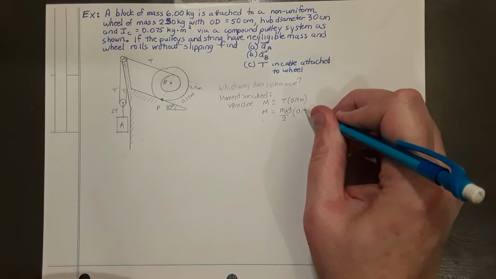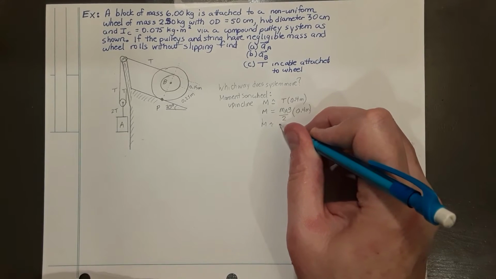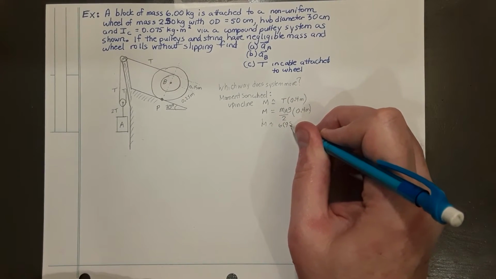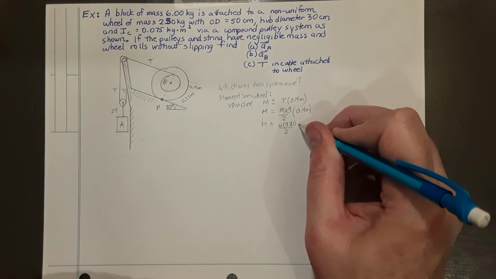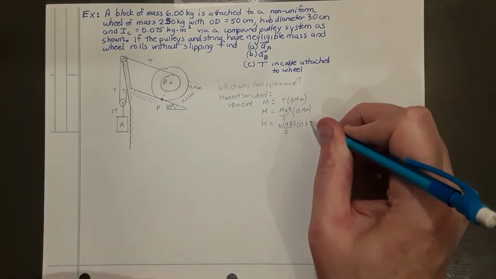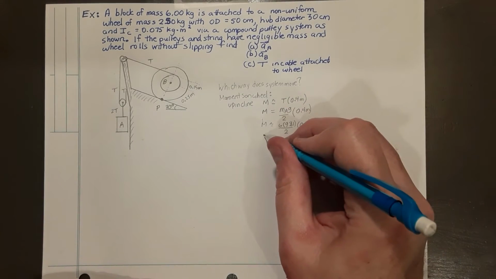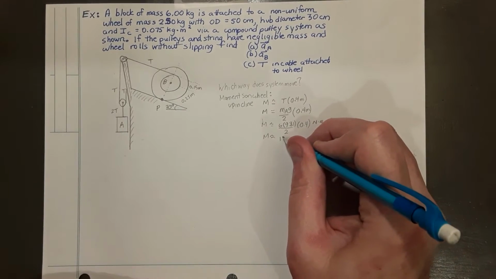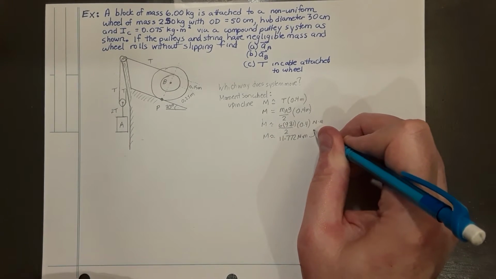So if we take mAg over 2 and multiply that by 0.4 meters, that'll work out to 6 times 9.81 kilogram meter per second squared over 2 times 0.4. We're going to end up with about 11.772 Newton meters counterclockwise.